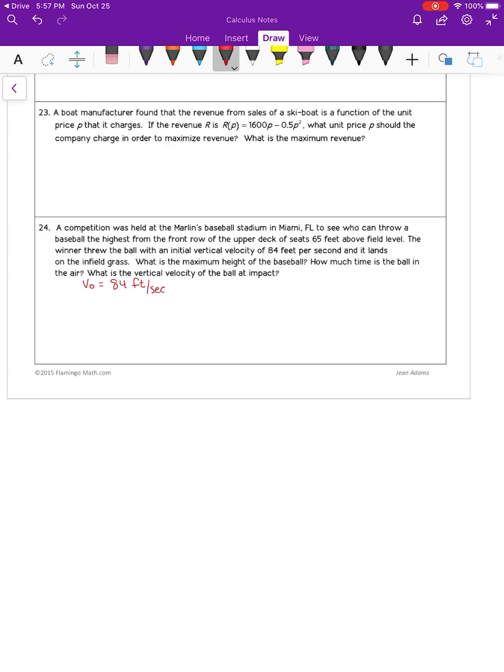And it lands on the infield grass. What is the maximum height of the baseball? How much time is the ball in the air? And what is the vertical velocity of the ball at impact?